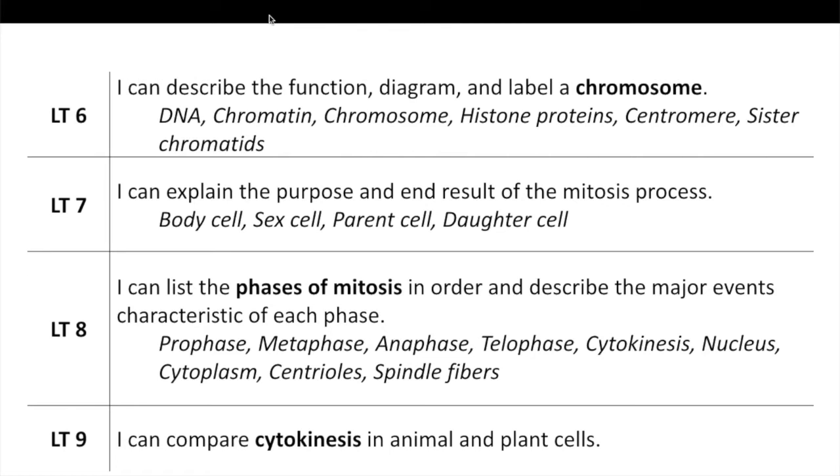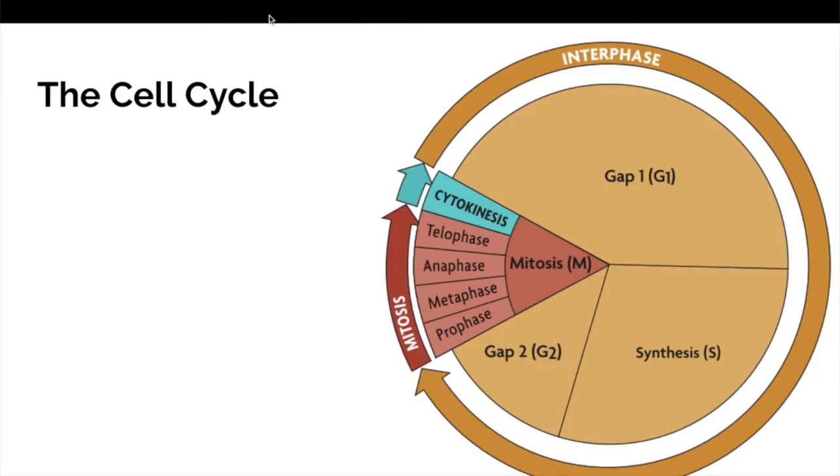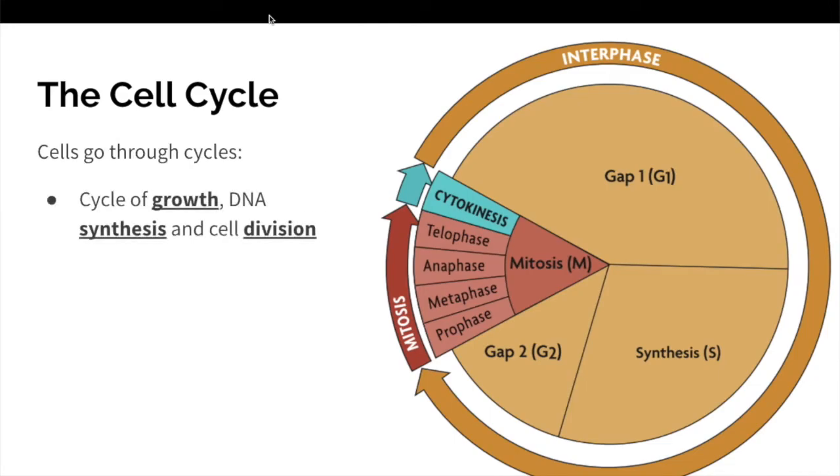This set of notes does integrate with drawing notes, which will help you better understand the relationships between all of these different vocabulary terms. Let's first start with the review of the cell cycle. We learned about the cell cycle and how it is a cycle of growth, DNA synthesis, which means reproduction or replication, and the process of cell division. There are 4 major stages of the cell cycle. This includes gap 1, synthesis, gap 2, and mitosis.